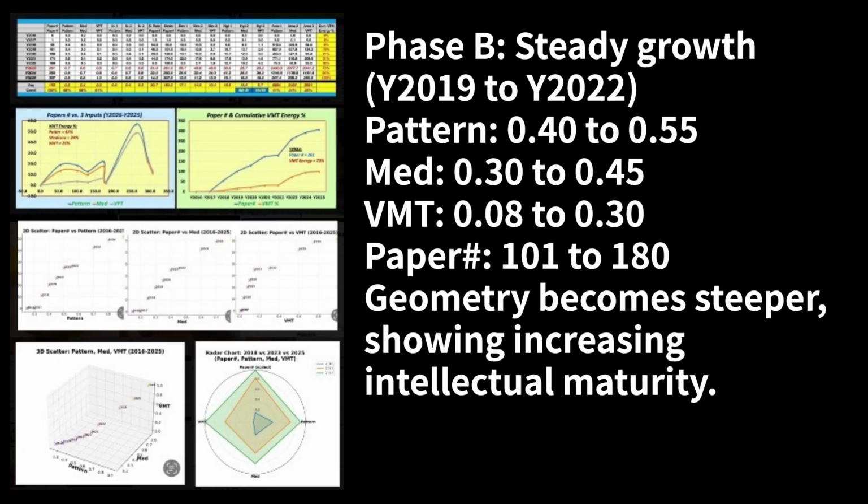Phase B, steady growth, Y2019 to Y2022. Pattern, 0.40 to 0.55. Med, 0.30 to 0.45. VMT, 0.08 to 0.30. Paper count, 101 to 180. Geometry becomes steeper, showing increasing intellectual maturity.